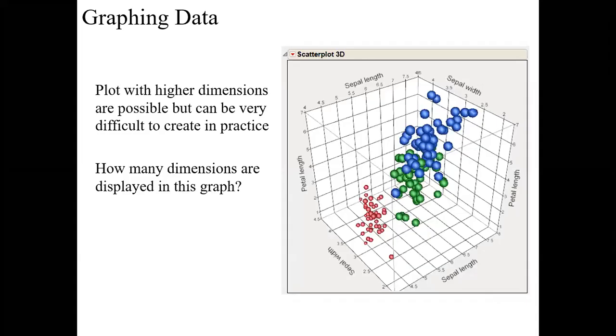And as I said before, once you get past 3 dimensions, it's difficult to create graphs and other visualizations. Although in this case, we actually are displaying 4 dimensions in this graph, because we're looking at 3 dimensions spatially and then plotting a 4th dimension of data using the size of the spheres that we're plotting in the 3-dimensional space.